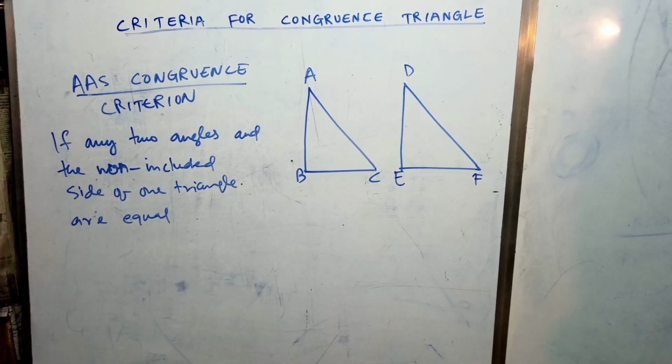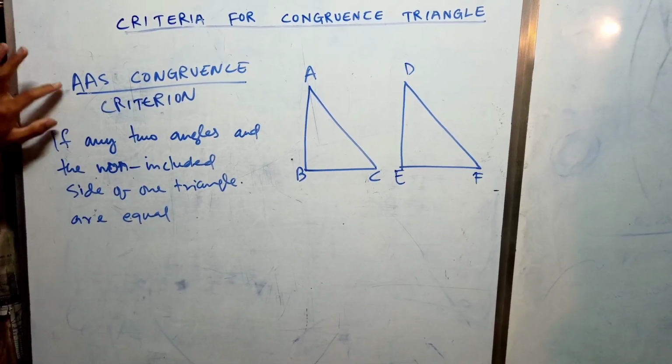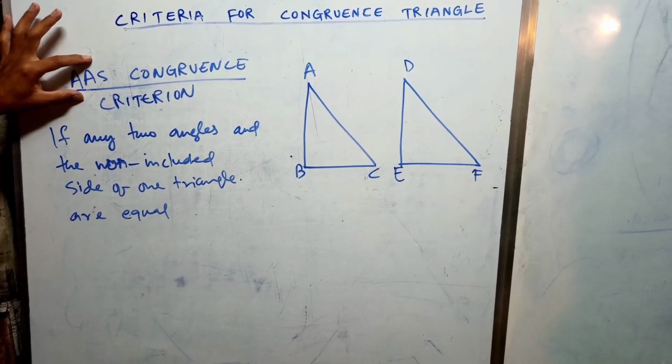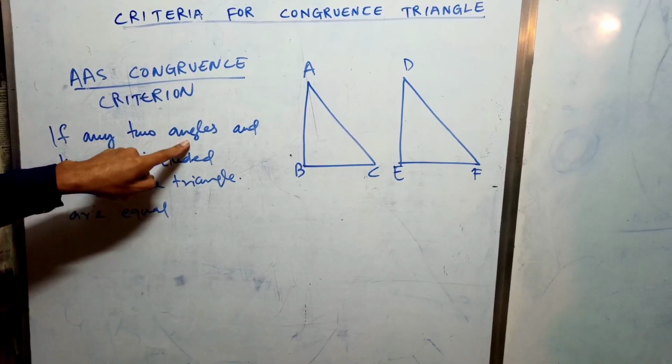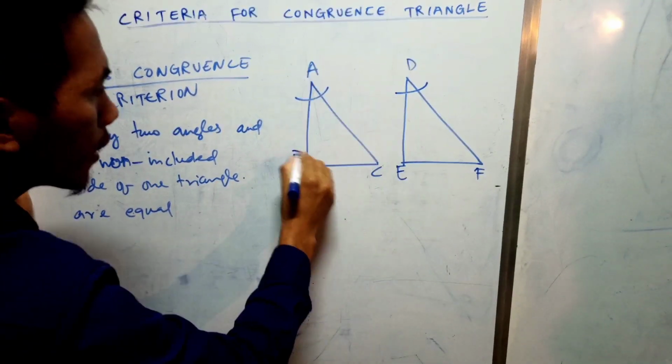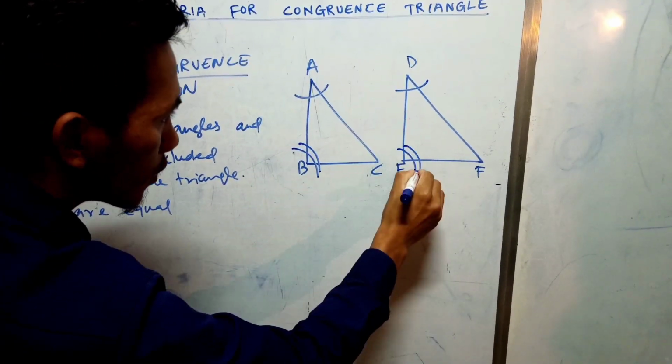AAS congruence, angle angle side. Two angles, attention. If any two angles, okay, let's take these two angles, angle A and angle D are equal, angle B and angle E are equal.